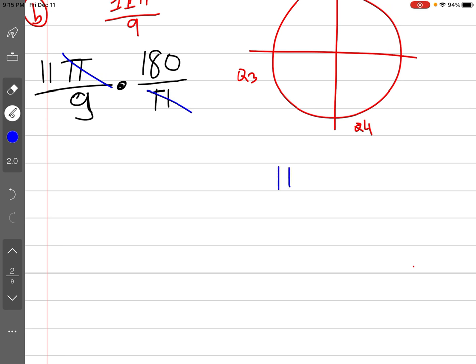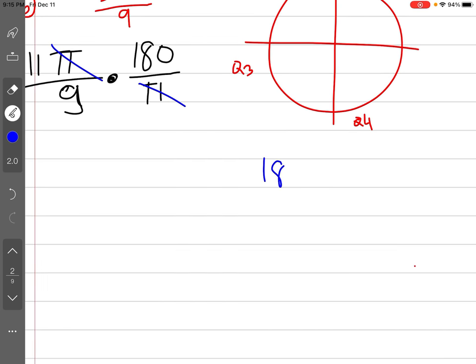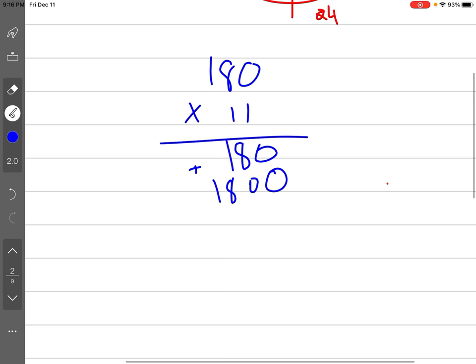Okay, I have 11 pi. So I have 180 times 11. So 1 times 1 is 1, 1 times 0 is 0, 1 times 8 is 8, 1 times 1 is 1. So you add your 0 here. So 1 times 0 is 0, 1 times 8 is 8, 1 times 1 is 1. So make sure to understand what I'm going to do. So first you can add here, because times and positive is the same. So I think that's right.